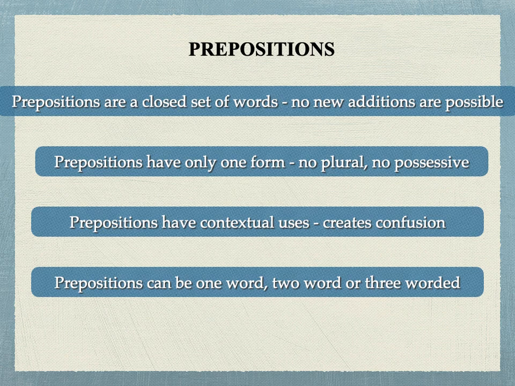Now, prepositions have only one form. There is no plural, singular, possessive kind of things. Prepositions have contextual uses, and this is a disadvantage because this can create confusion. Now, prepositions can be of one word, two word, or three worded. Sometimes, when there are more words, you call it a compound preposition.